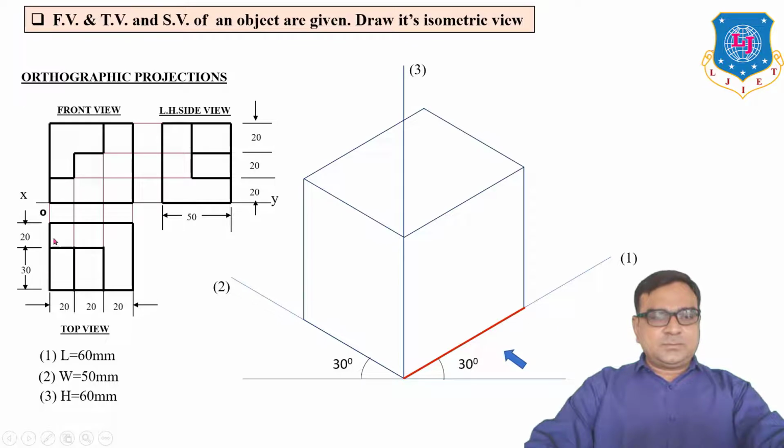Now in the top view, all the horizontal lines are parallel to line number 1 in 3D. All vertical lines in the top view are parallel to line number 2 in 3D. Now in the 2D side view, all the horizontal lines are parallel to line number 2 in 3D, and all vertical lines in the side view are parallel to line number 3 in 3D.